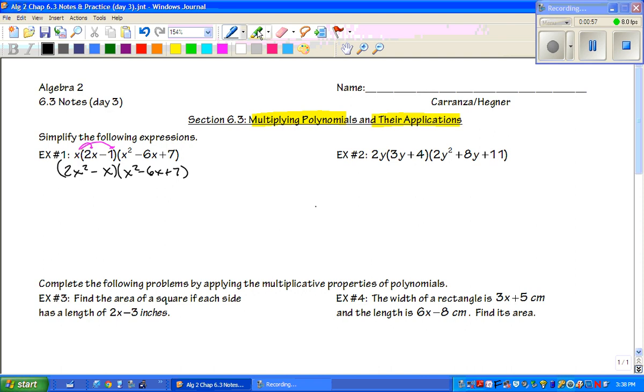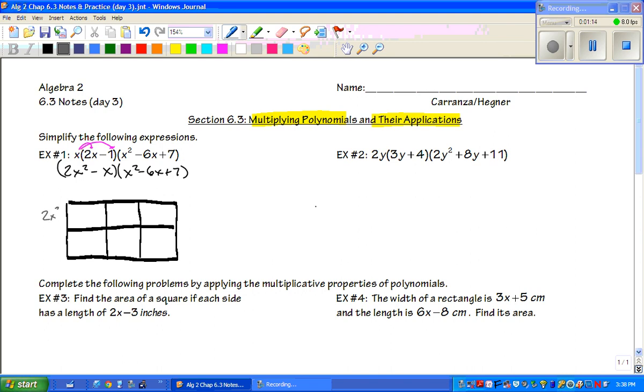Okay, now when we're right here, I would recommend doing the box method since we're going to have to distribute and multiply all of those terms together. Let's just keep everything organized. So it's a binomial times a trinomial. So my 2x squared and my minus x goes on the side, x squared minus 6x plus 7 on the top. And then let's just multiply everything out.